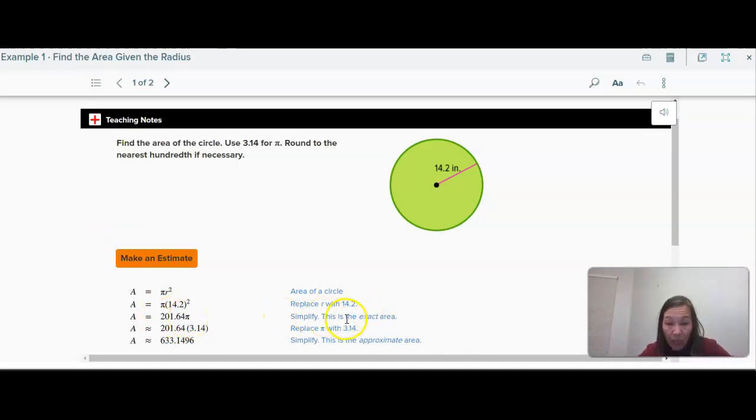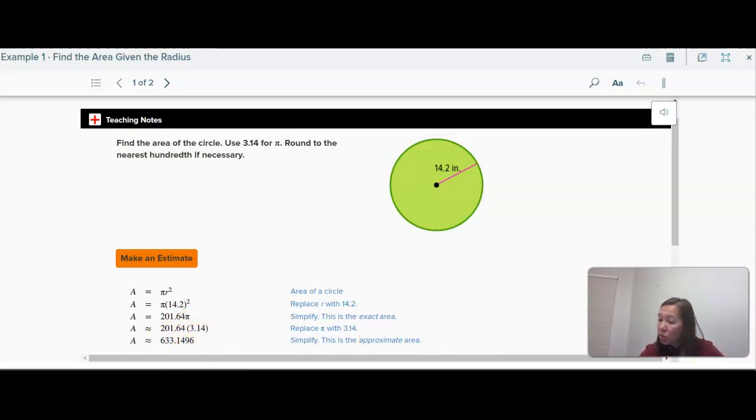So now, again, if we leave pi in there, just like we did with the circumference, this is the exact area, 201.64 pi. But if we want an approximate area, we can replace pi with 3.14. Or if your calculator has a pi symbol, you can always use that. So you don't have to use 3.14. If your calculator has a pi button, you can just use that. Plug it into your calculator just like this. It might be slightly different from this, but almost exactly this. The decimals might not be quite this, since we're using a better approximation for pi than 3.14. But it should be pretty close to that.